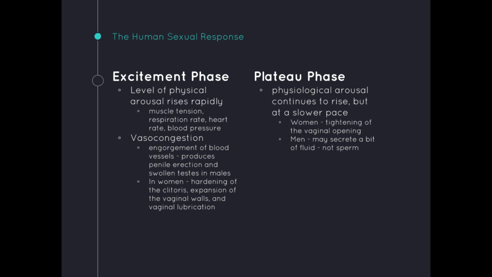The second phase in the human sexual response is the plateau phase. Now, the physiological arousal continues to rise, but at a slower pace, and there are different things that happen in men and women. In women, there is tightening of the vaginal opening, and in men, they may secrete a bit of fluid, which is not sperm.